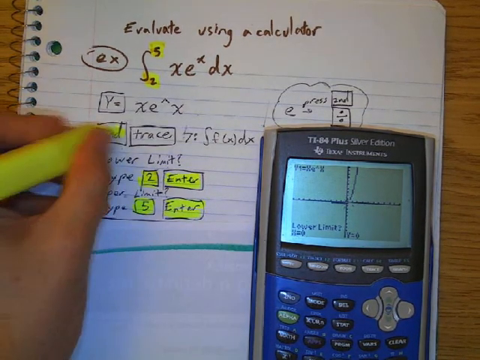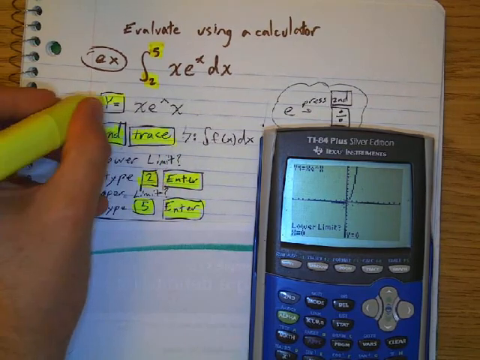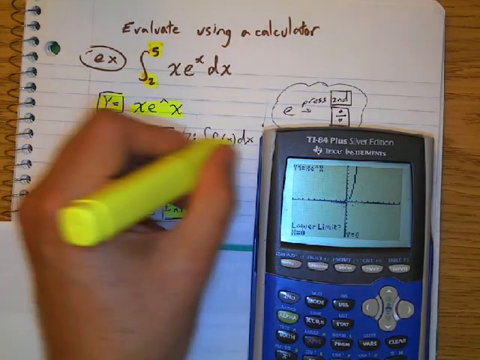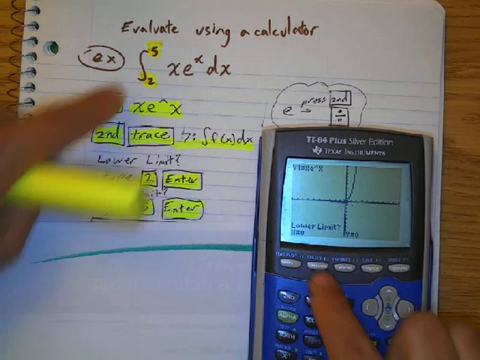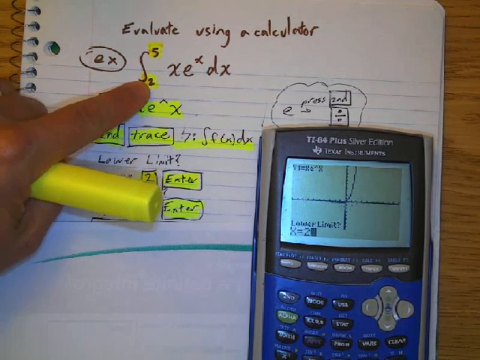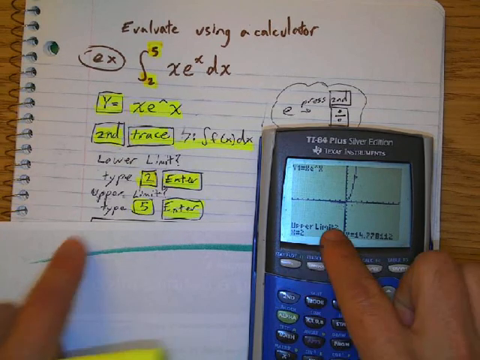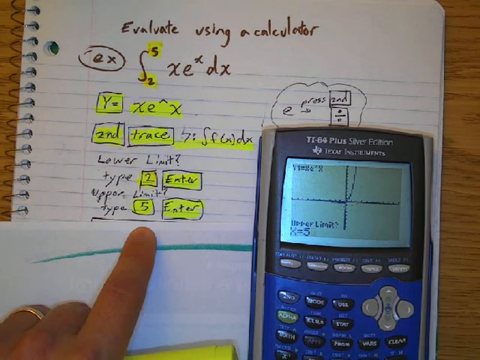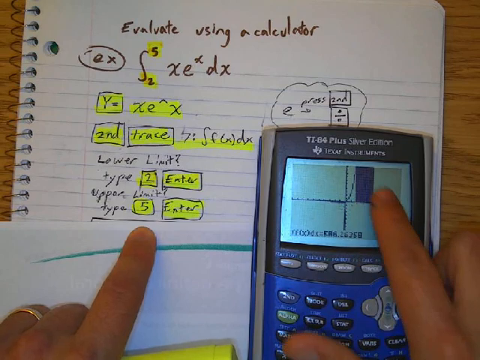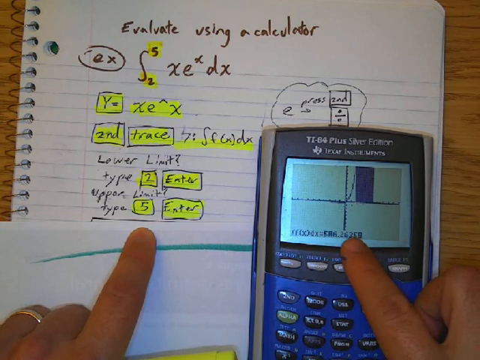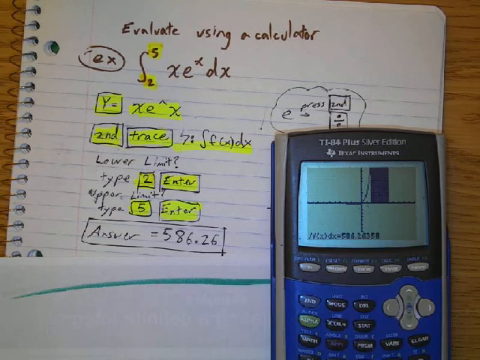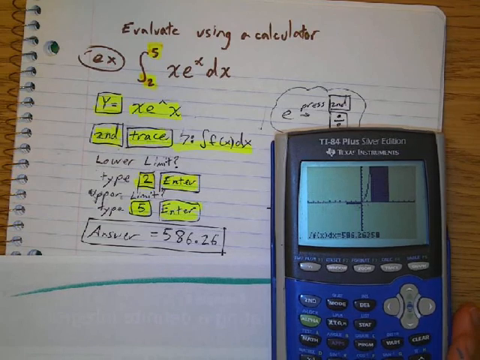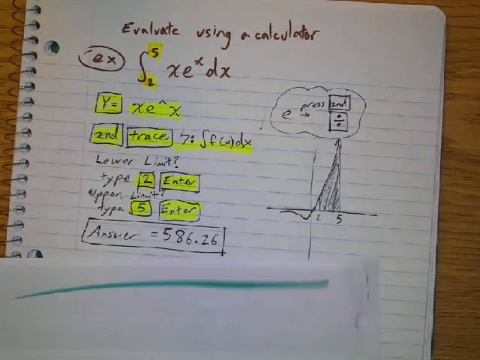So let's just do that right now. Okay, it says lower limit, I'm going to hit 2, and then enter. Now it says upper limit, I'm going to type in 5 and enter. And now it's telling me the area under the curve here is 586.26. And that's how to do the definite integral with the calculator. And that's all you need for your notes for tonight's assignment.